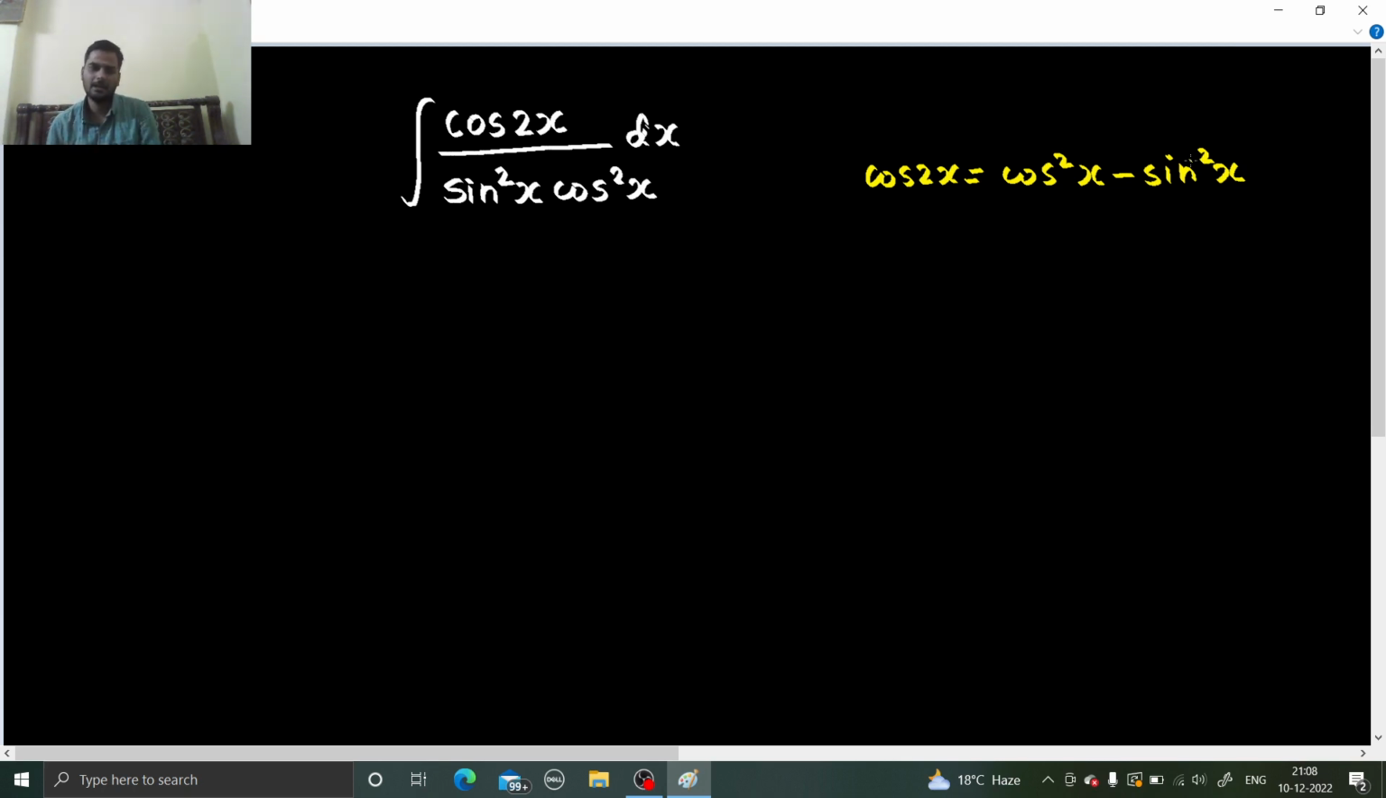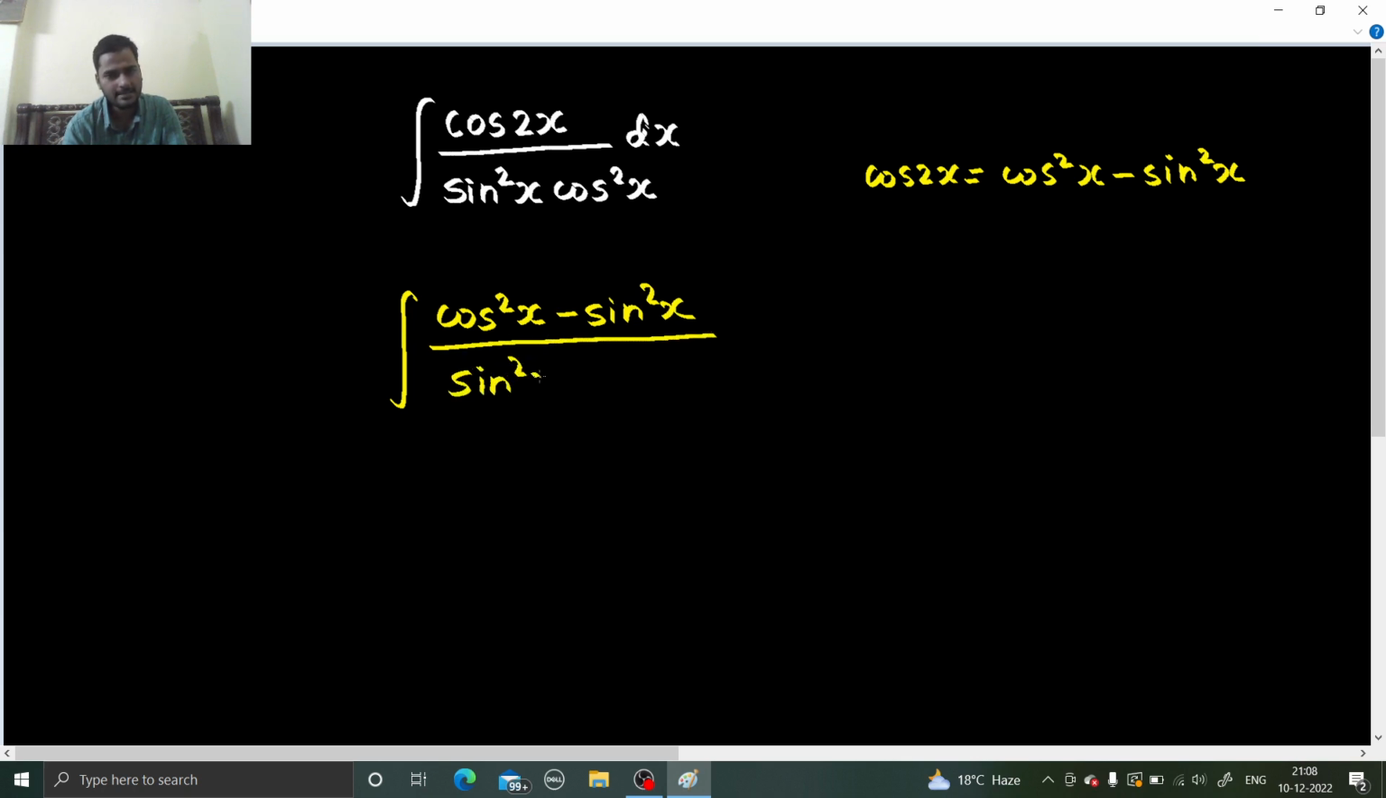Because the formulas which you will get after writing it purely in terms of sine and cos will be equal to this formula only. So let's use this only in place of cos 2x. So in integration, always first simplify and then try to solve, because we don't know a direct formula for this, so we'll have to simplify anyway. So writing this as cos square x minus sin square x divided by sin square x cos square x dx.